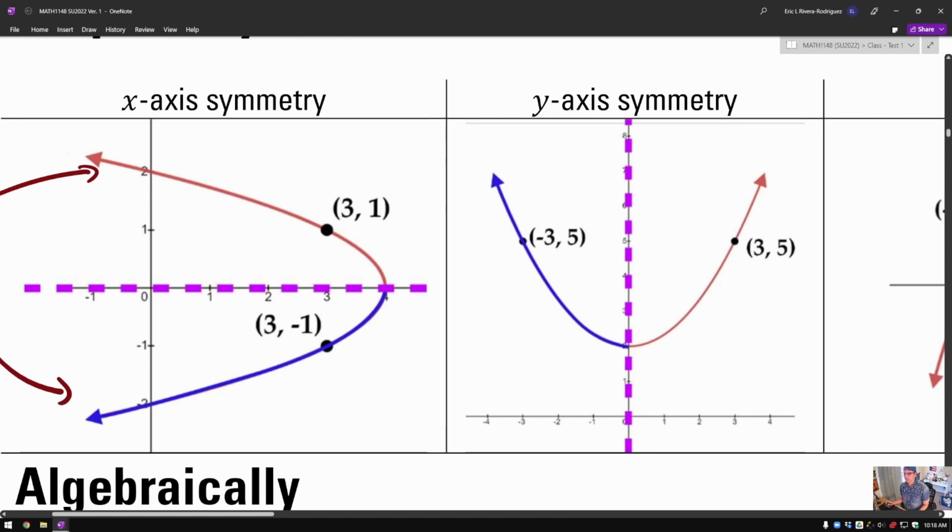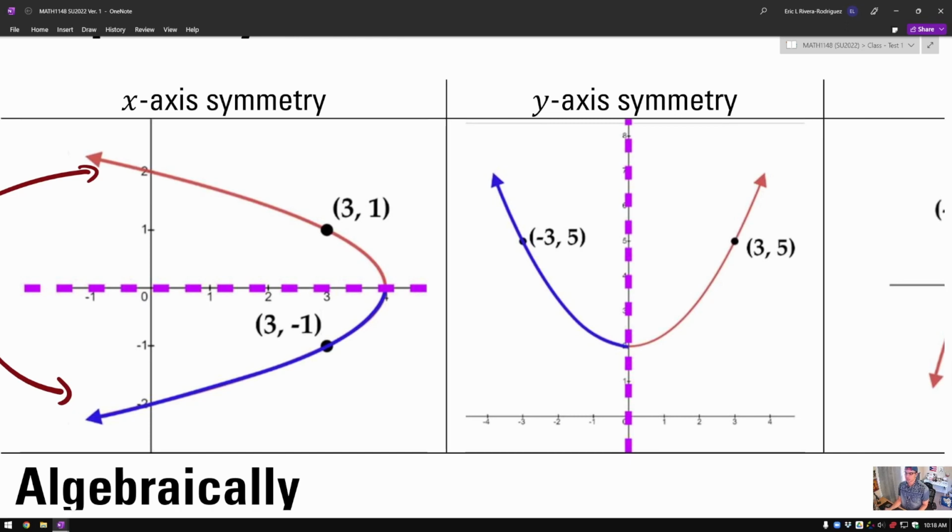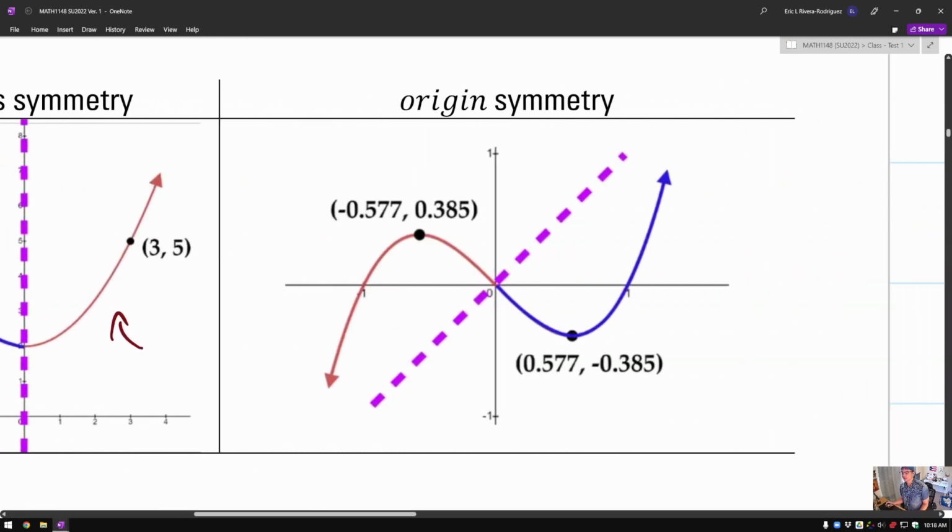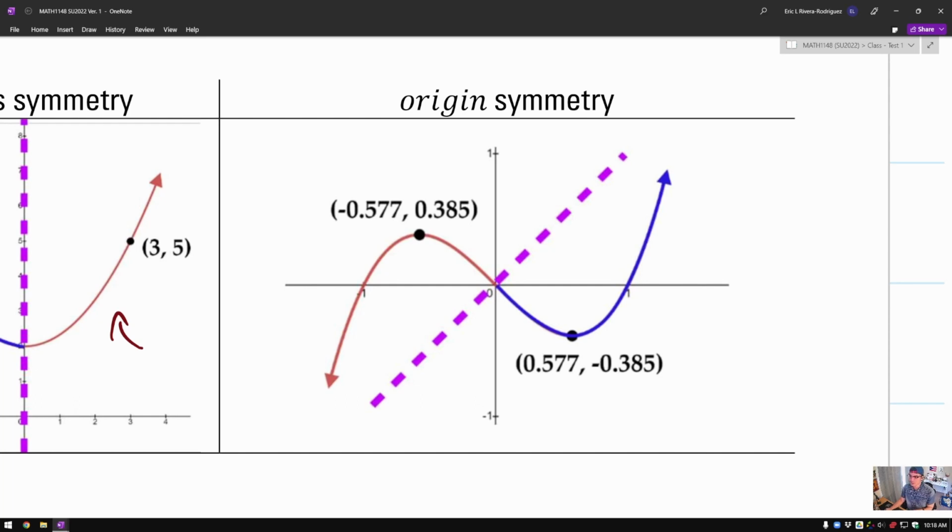Y-axis symmetry is the same concept, but with respect to the y-axis. So what we have here on the left side in blue is the same as what we have here on the right side in red. With respect to the origin, it's a little bit more tricky, but there is a diagonal here. This diagonal is making the mirror effect between the left side of the graph and the right side of the graph.